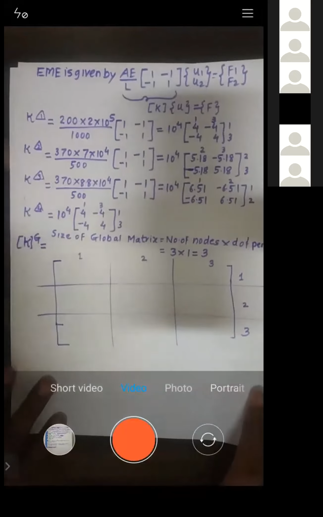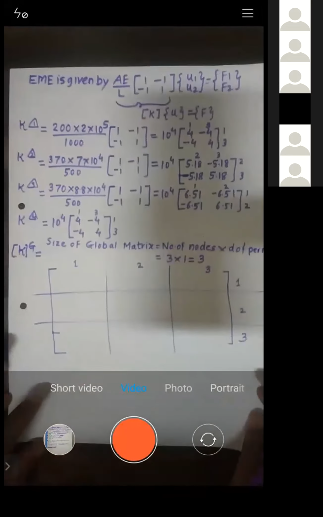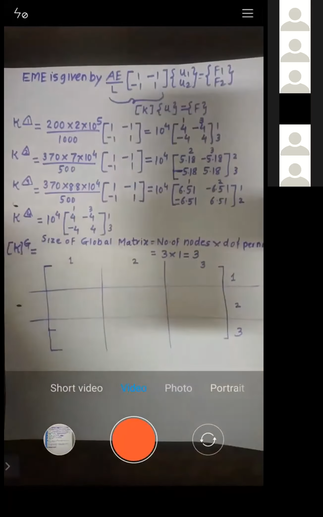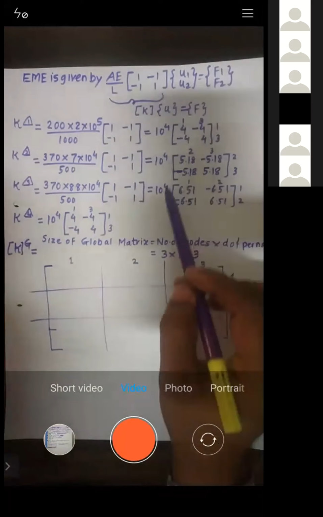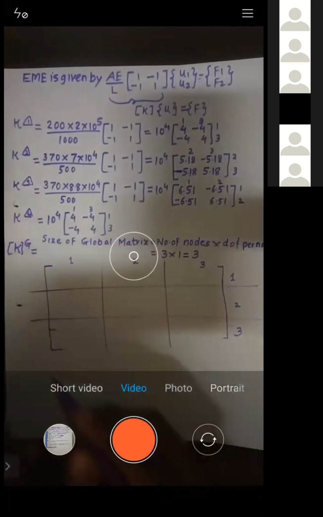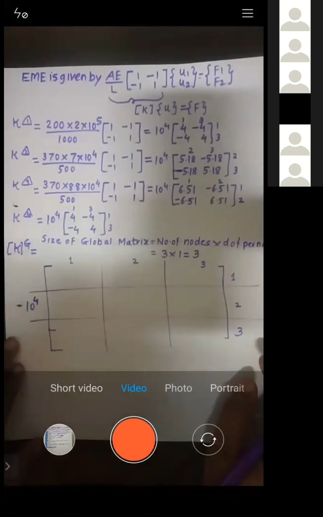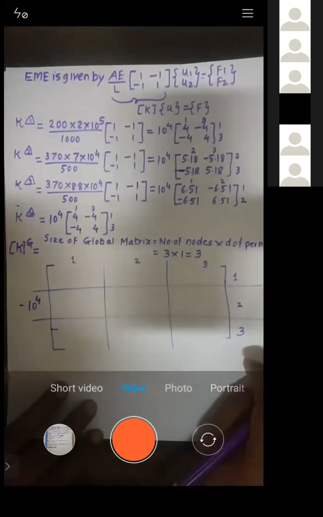Now, as I told you in the last lecture, you need to pick the individual element matrices and place them in the global matrix, right? So just pick them. As you see, from every matrix 10 to the power 4 is common. So don't forget to take it common. 10 to the power 4 is a common value, so just take it outside. Now start with this one.